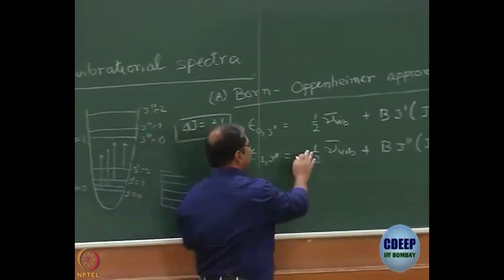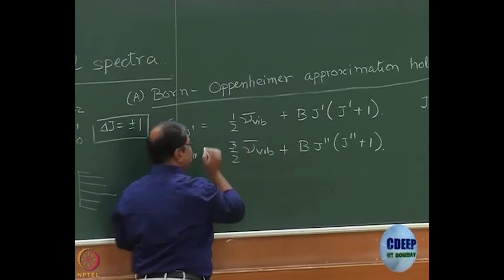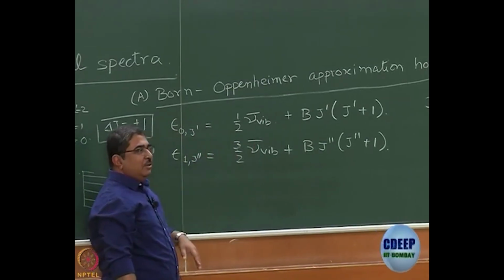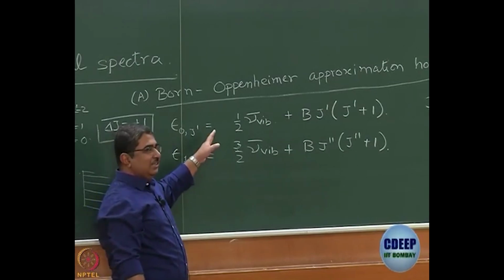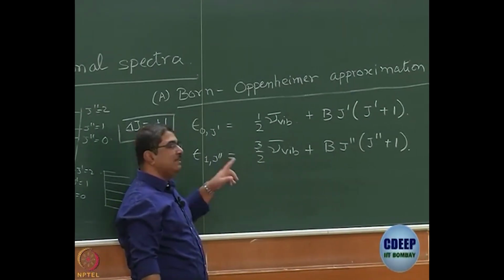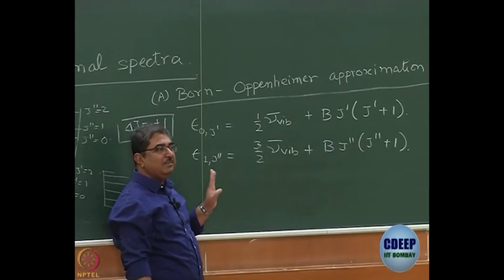Oh, sorry, 3 by 2. My mistake. That is right, V plus half, right? I forgot the V part. I was so engrossed with J that I did not think about V. You are right. It is 3 by 2 nu bar Vib plus B into J double dash plus 1.